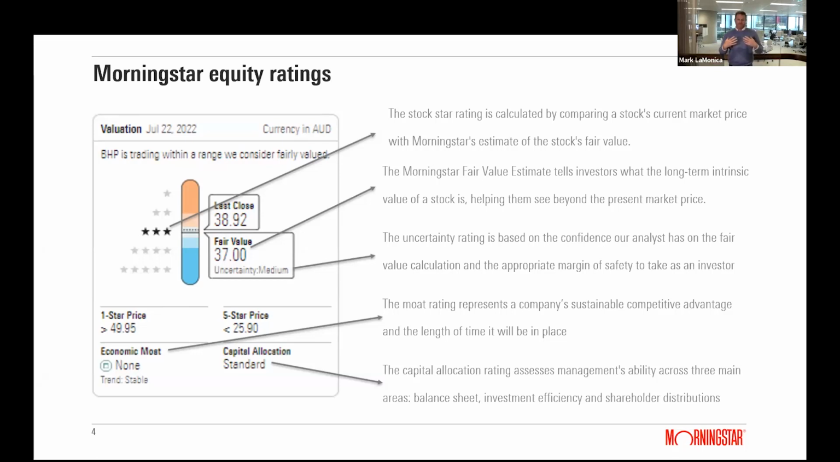Based on different conditions of the company, which we'll talk about, they may have high or low uncertainty, and there's a bunch of ratings in between, but higher or lower certainty about their estimates. The less certain our analysts are about the estimates, the higher that uncertainty rating is, and the bigger the margin of safety that we need before we invest in the share.